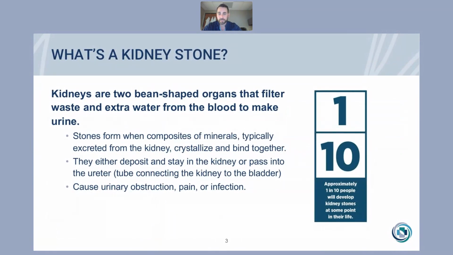So, kidney stones. Kidneys are two bean-shaped organs. They help filter the blood and get rid of the waste and extra water, and that's how urine is made. Stones form when there's supersaturation of minerals that get excreted by the kidneys and find each other. They can either deposit and stay in the kidney or pass into the ureter and cause obstruction, which is typically when folks have pain. Additionally, there can be sources of infection as well.